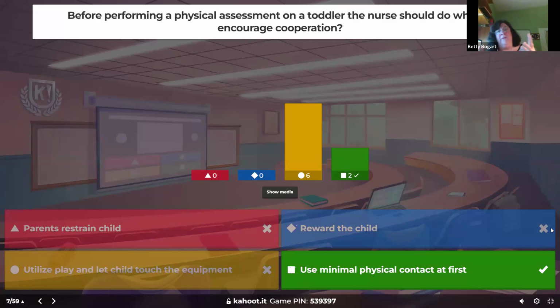I like to even get lower than the kid. If they're in a high chair or if they're in a bed, I will go sit on a chair next to them. I'm lower. Then I'm going to get on their level and talk to them on their developmental level. So all minimal at first. Then, as I'm explaining, I'll utilize play and let them touch the equipment. Okay? So first of all, you do nothing.